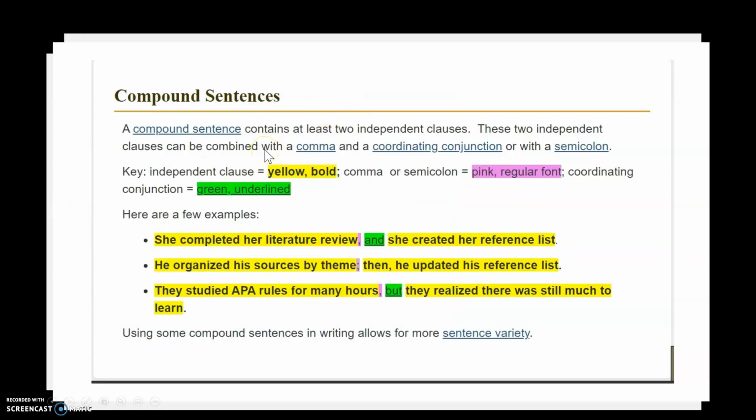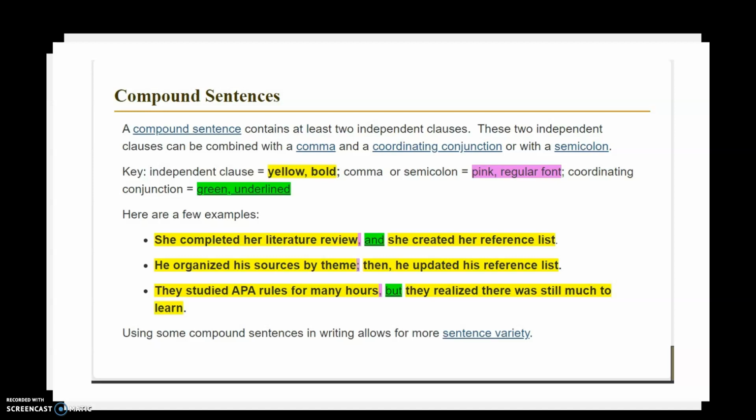This is called a compound sentence. It contains at least two independent clauses, and they are combined with a comma and a coordinating conjunction. You can also use a semicolon instead of both the comma and the coordinating conjunction. You could also use a period as well. But then it wouldn't be a compound sentence. It would be two independent clauses, two sentences.